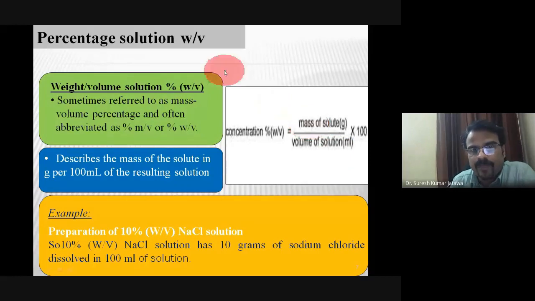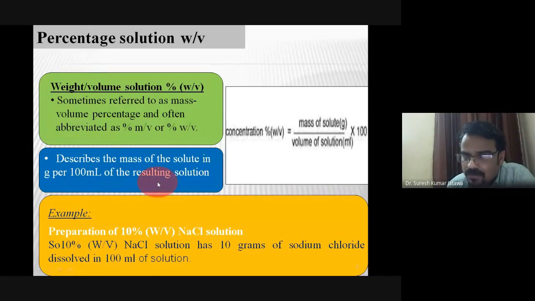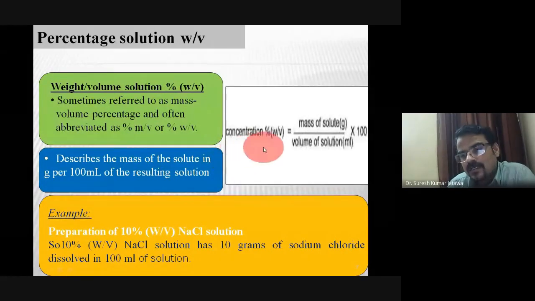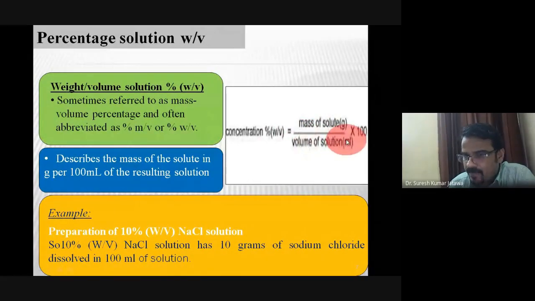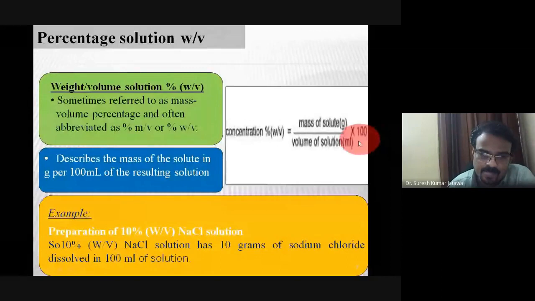If you are preparing a weight by volume solution, sometimes it's also referred to as mass by volume, abbreviated as mass by volume or weight by volume. It describes the mass of the solute which you are going to dissolve in grams per 100 ml of resulting solution. So the formula for this is percent weight by volume equals mass of solute in grams upon volume of the solution in ml multiplied by 100.